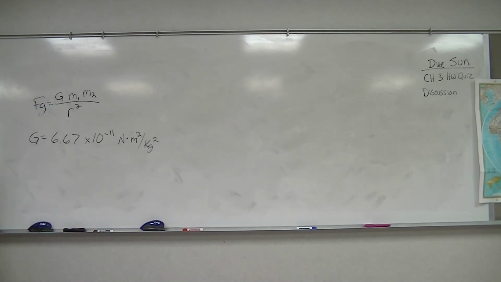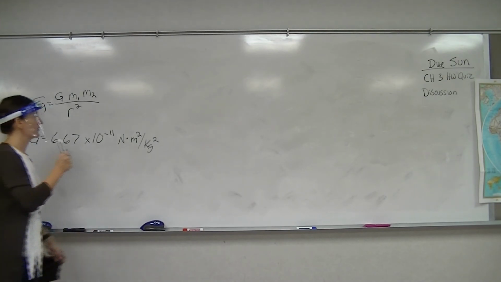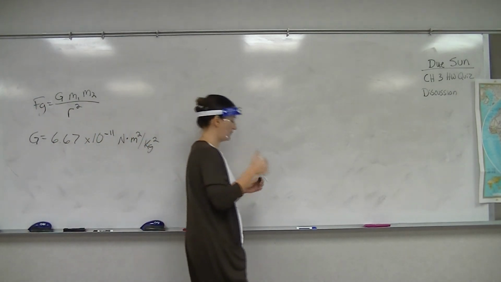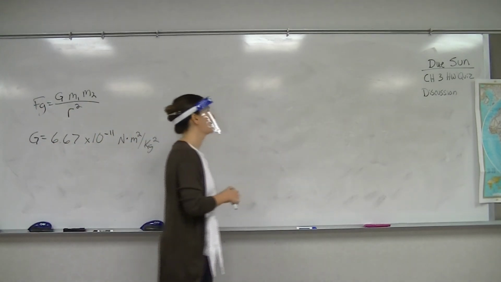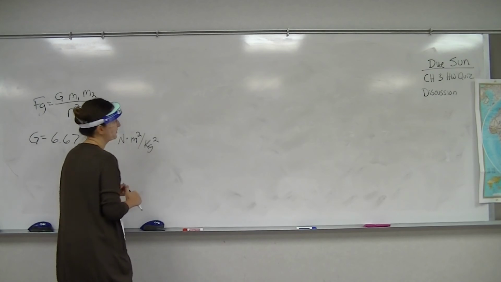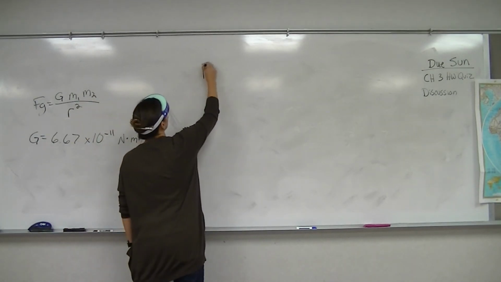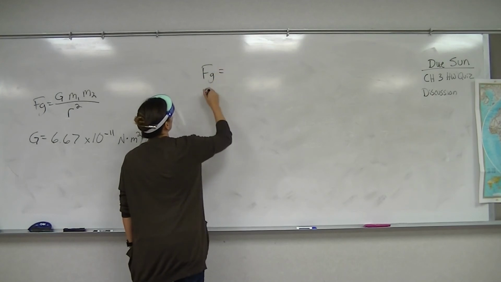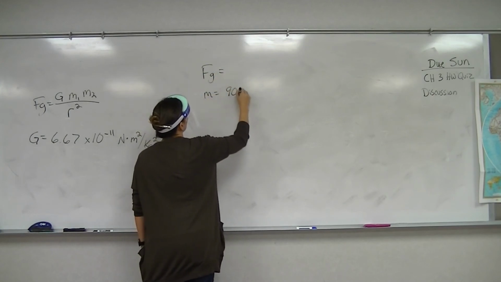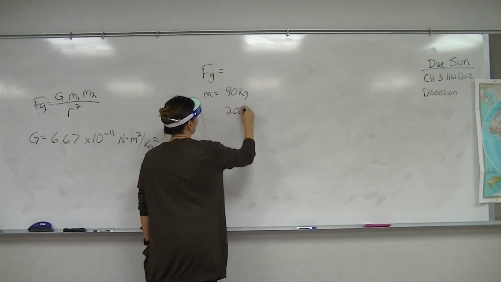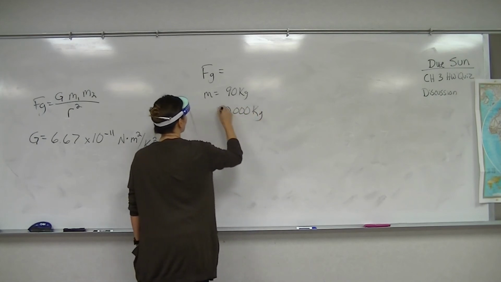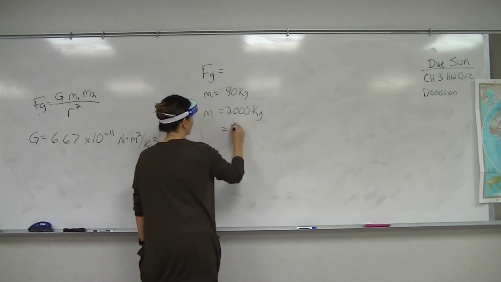All right, now let's apply it. Can someone read me the first question of the gravitational force problems on the PowerPoint? Calculate the force of gravity between a person with a mass of 90 kilograms and a car with a mass of 2,000 kilograms, whose centers of mass are 10 meters apart. Thank you.